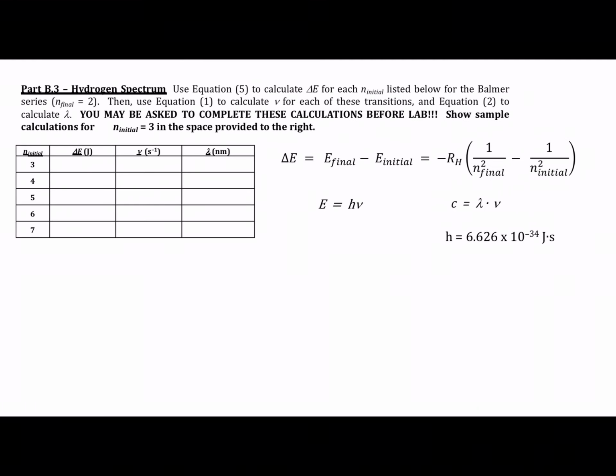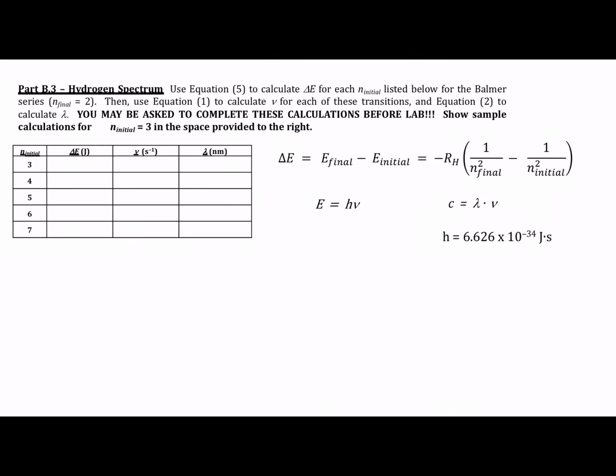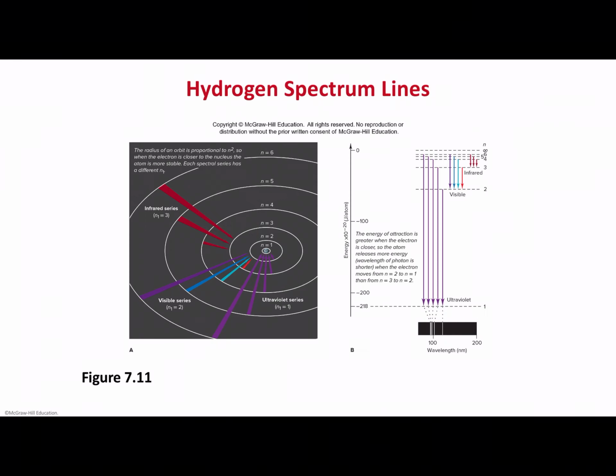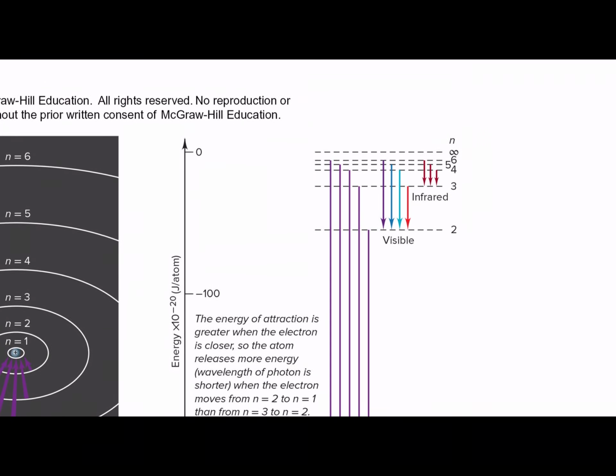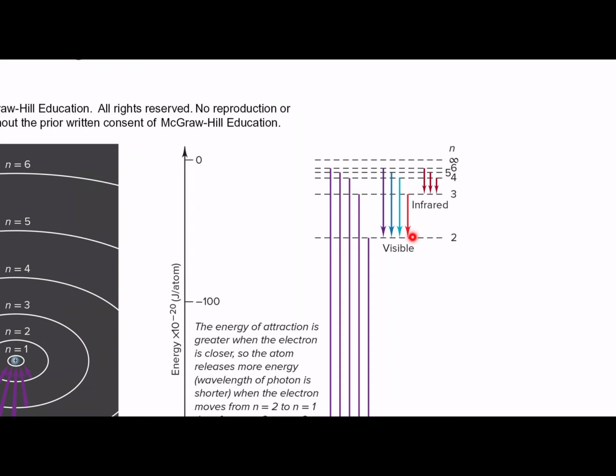For the Balmer series. Balmer series is another name for the visible series. Remember I showed you these lines earlier. Now what we are going to do here is find out the energy associated with each transition. And all of these are emission. The n final quantum number is 2, and the initials are going to be 3, 4, 5, 6. For each of these transitions, you're going to find out the delta E, the frequency, and also the wavelength. That's what we're going to do now.